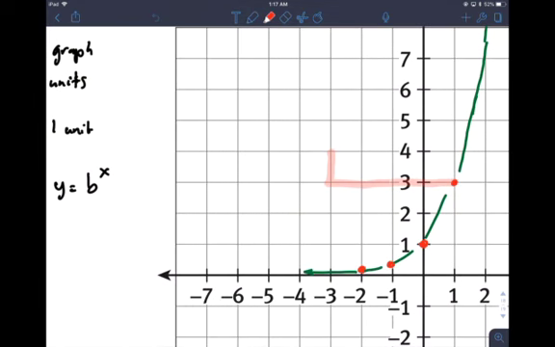Okay, no big deal. So 4 units to the left, 1, 2, 3, 4, and 1 up. Same thing to this one: 1, 2, 3, 4, and 1 this way. And same thing to this one: 1, 2, 3, 4, and 1 right here. So my new points would be here, here, here, and here.